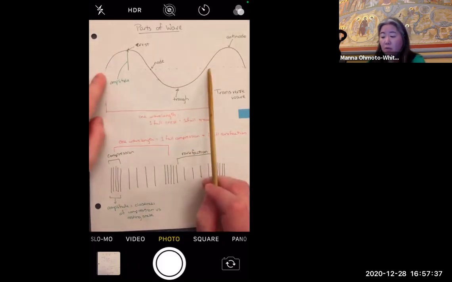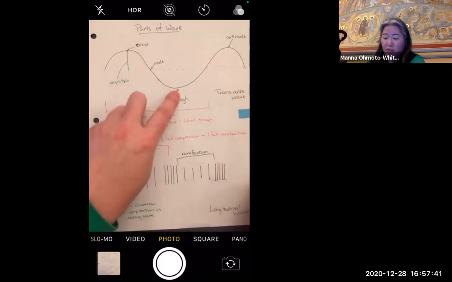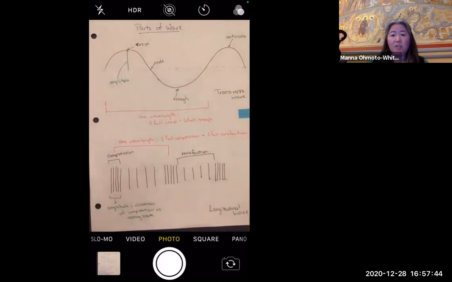And then the full wavelength is going to contain one full crest and one full trough. So it can be from here to here, here to here, here to here, or if I had another trough, here to here. Any combination, as long as in total you have one full crest and one full trough.